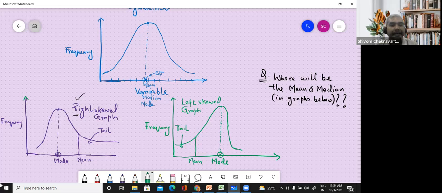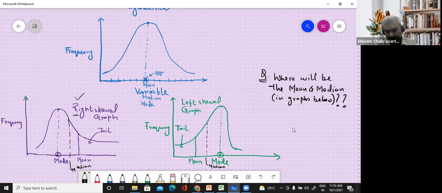Now comes median. Where will be the median? Coincidentally, in both the cases, median will be between mode and mean. So somewhere here will be the median in this case, and somewhere here, in between mode and mean, will be the median in this case. So this is the position of mean, median, and mode in left skewed and right skewed graphs.